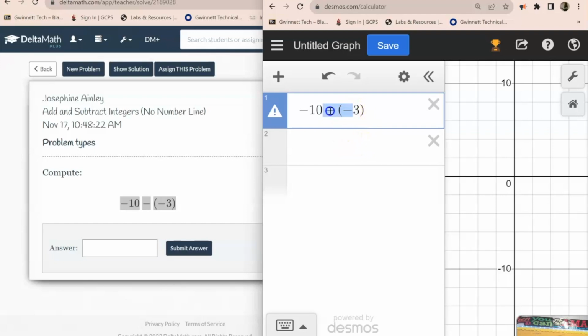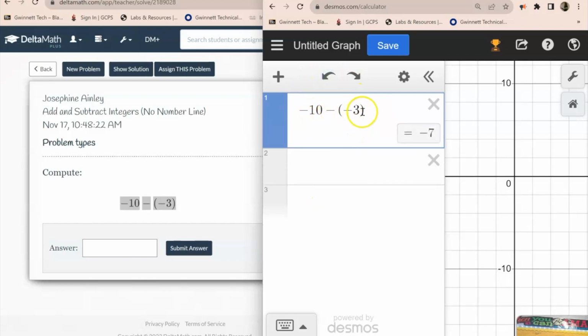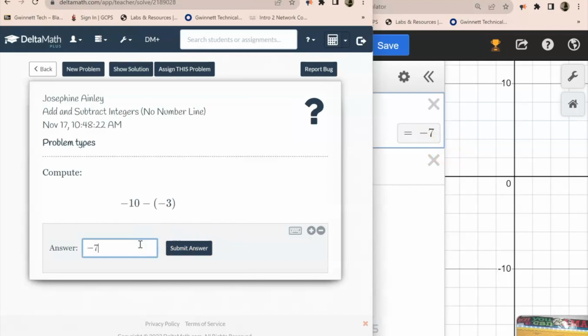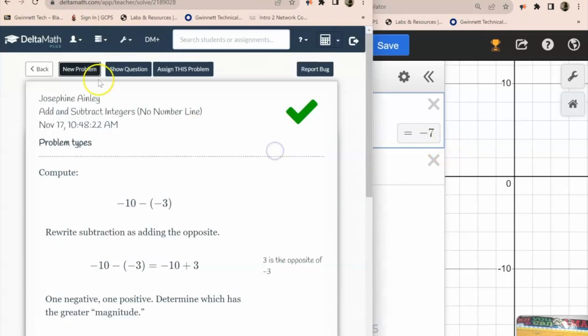All right, well, negative times a negative will make a what? A positive. Oh, wait, it did give me the answer. Okay, I don't know why it didn't show up before. So -7. That's why I use the calculator on addition and subtraction. Yay.